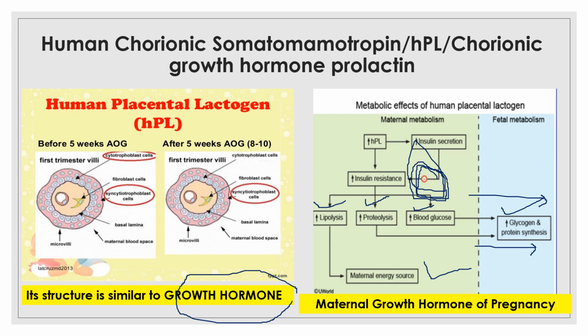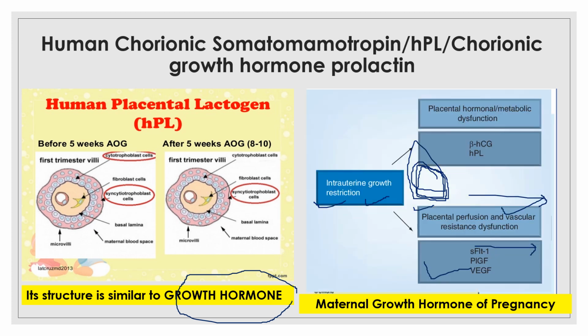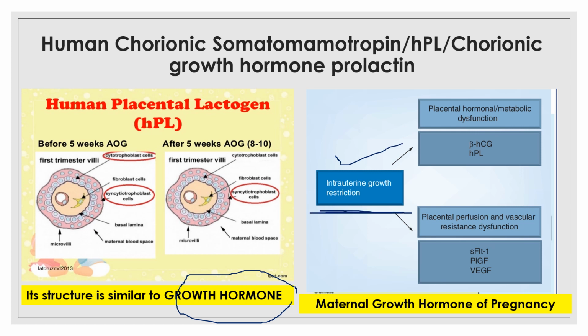So it is also known as the maternal growth hormone of pregnancy. Now it is seen that if there is lack of secretion of HPL, there may be intrauterine growth retardation of the fetus.